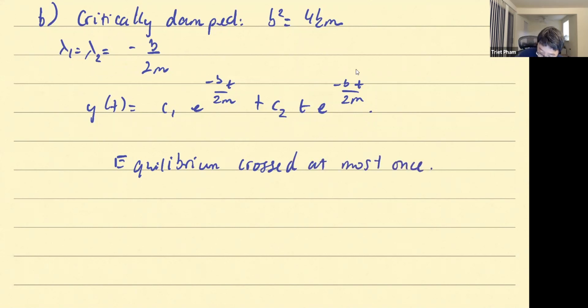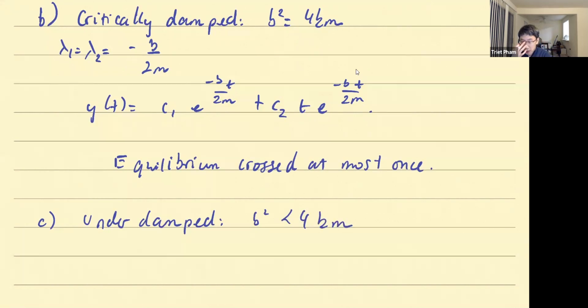And then the last case is underdamping, where you have b squared is less than 4km. So here you do have true oscillation, because basically your solution is lambda equals minus b plus or minus the square root of b squared minus 4km, over 2m.